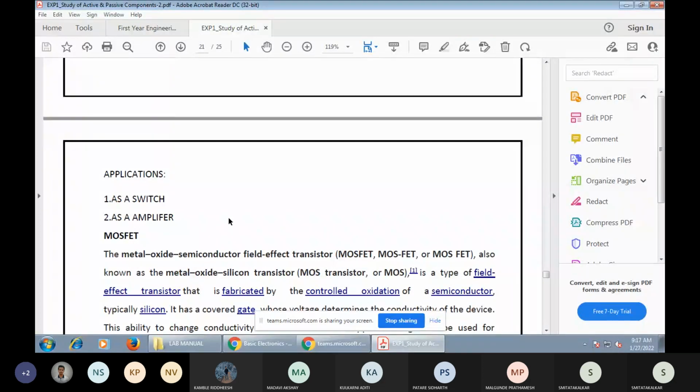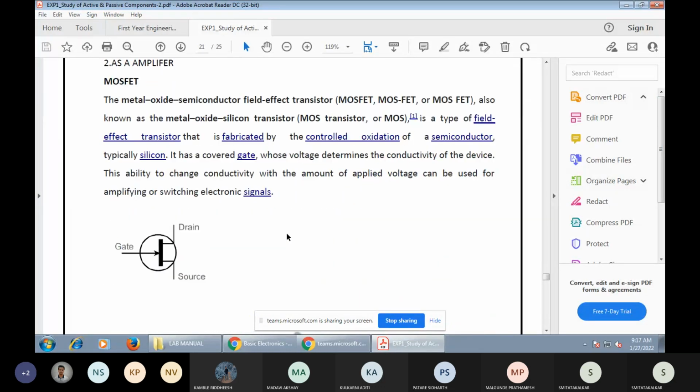Students, you can understand. The signal is very small and I speak very loudly. If the voltage increases, then amplification increases. If the voltage decreases, amplification automatically decreases. That's why the transistor is operated as a signal amplifier.